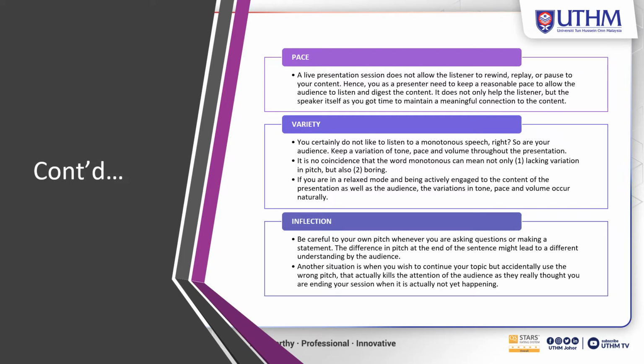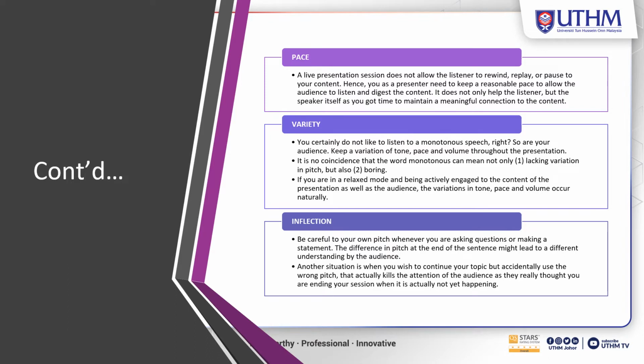Not only for a live presentation, even for a recorded session, if you speak too fast or too slow, that will also impact the understanding, the mood, and the perception of the audience. So make sure your pace is just nice. And then variety: you certainly do not like to listen to a monotonous speech, like a robot with no variation of tone, pace, and volume. It is awfully annoying to listen to. So if you don't like it, you need to make a variation of tone, pace, and volume throughout your own presentation.